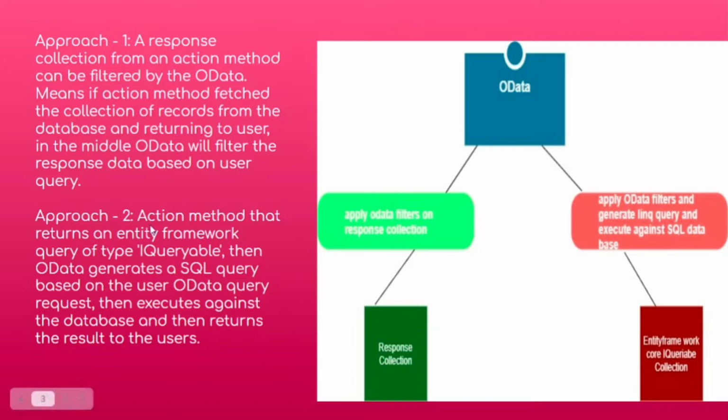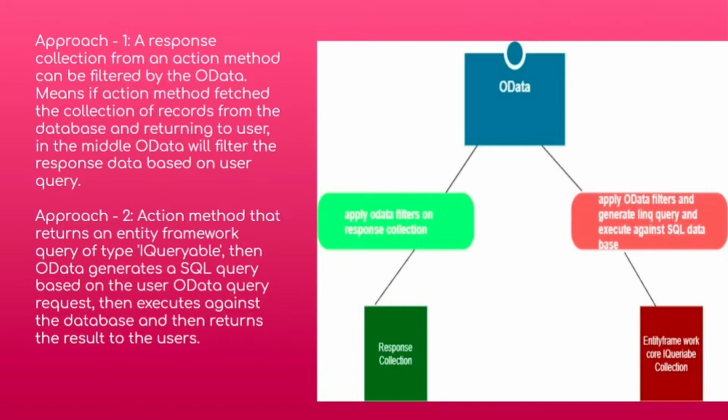And the second approach is an action method that returns an Entity Framework query of type IQueryable. Then OData generates a SQL query based on the user's OData query request, executes it against the database, and then returns the results to the user. So if you are using Entity Framework, there is one benefit.